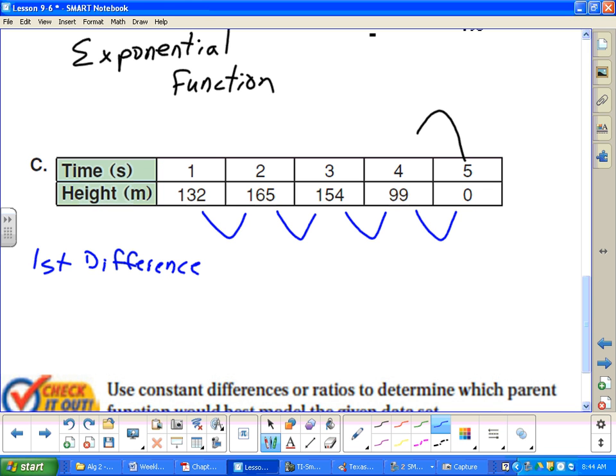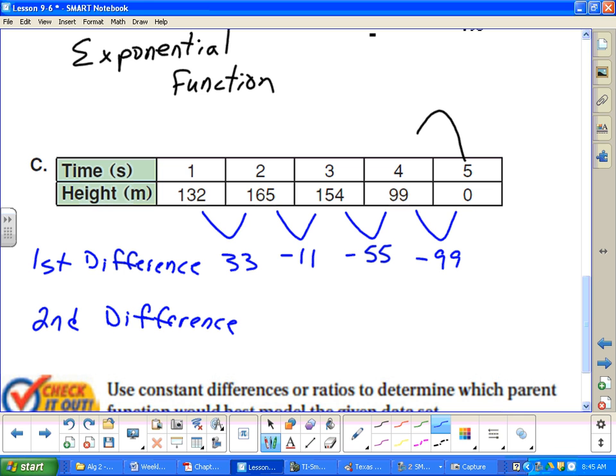So 0 minus 99 is negative 99. 99 minus 154 is negative 55. 154 minus 165, negative 11. 165 minus 32 is 33. Okay. So those aren't the same, but I didn't think they would be because I'm thinking it's quadratic, so that means I'm going to have to do the second difference, which means I've got to subtract those numbers again.